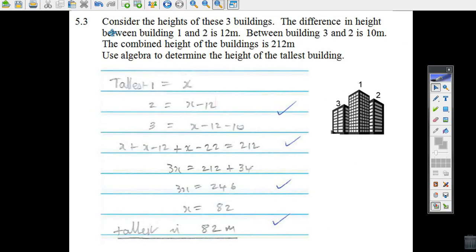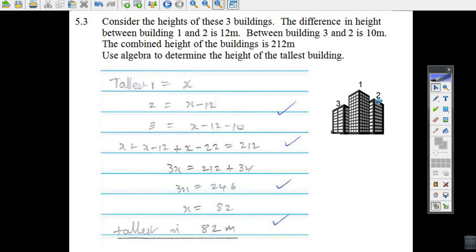Okay, let's try this question here. Consider the heights of these three buildings. There's a tallest building, a building in the middle, and a shortest building. The difference in height between building 1 and 2, that's the tallest buildings, let the tallest be number 1, is 12 meters. Now you can do this. You could start with the shortest and then add. But if you call the tallest x, the one in the middle must be x minus 12. I hope that makes sense.